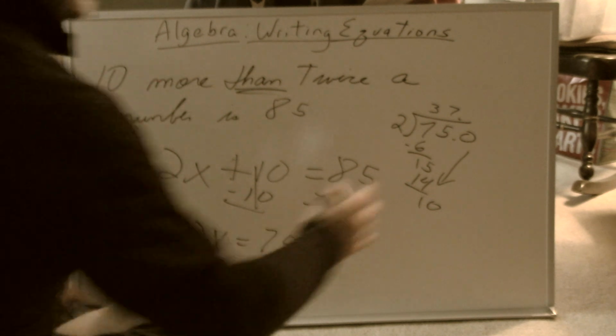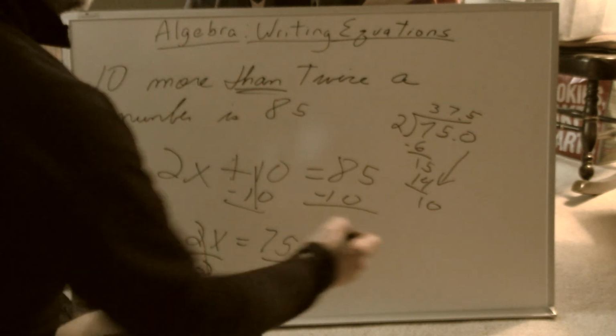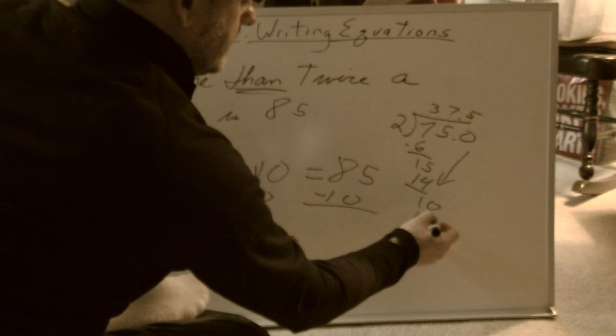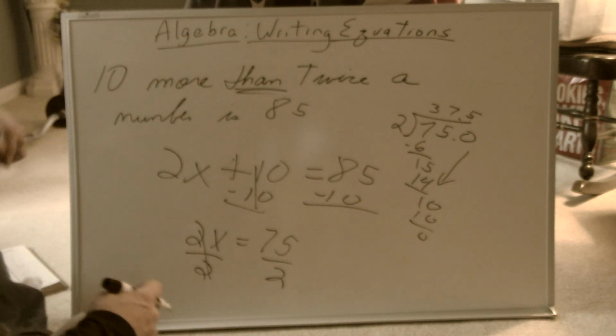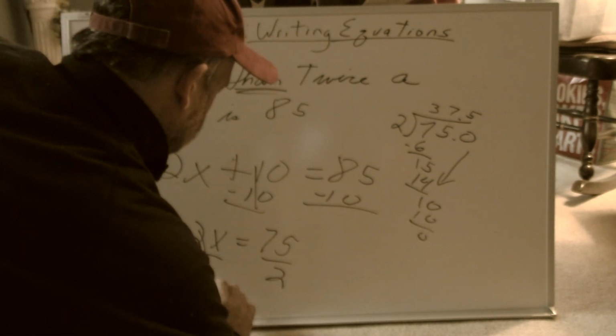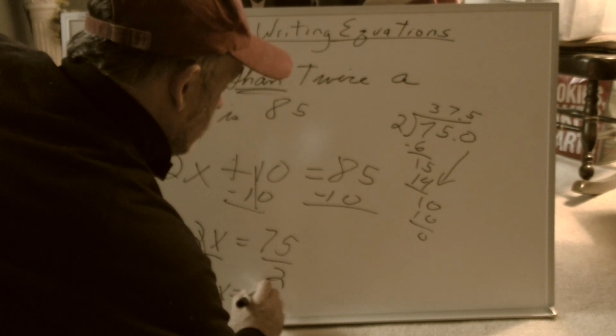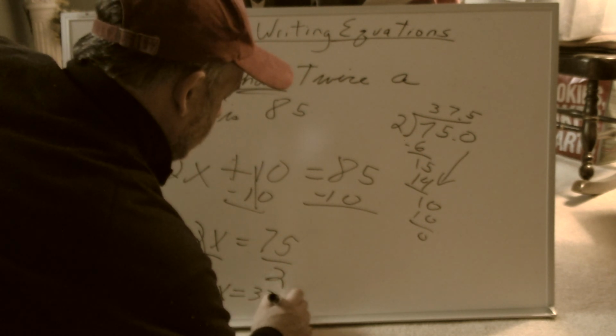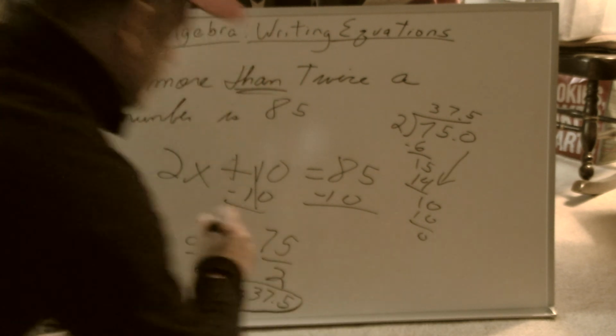2 into 10. Well, that's even. It's 5. 5 times 2 is 10. Subtract. Boom. You're done. So the answer here is 37.5.